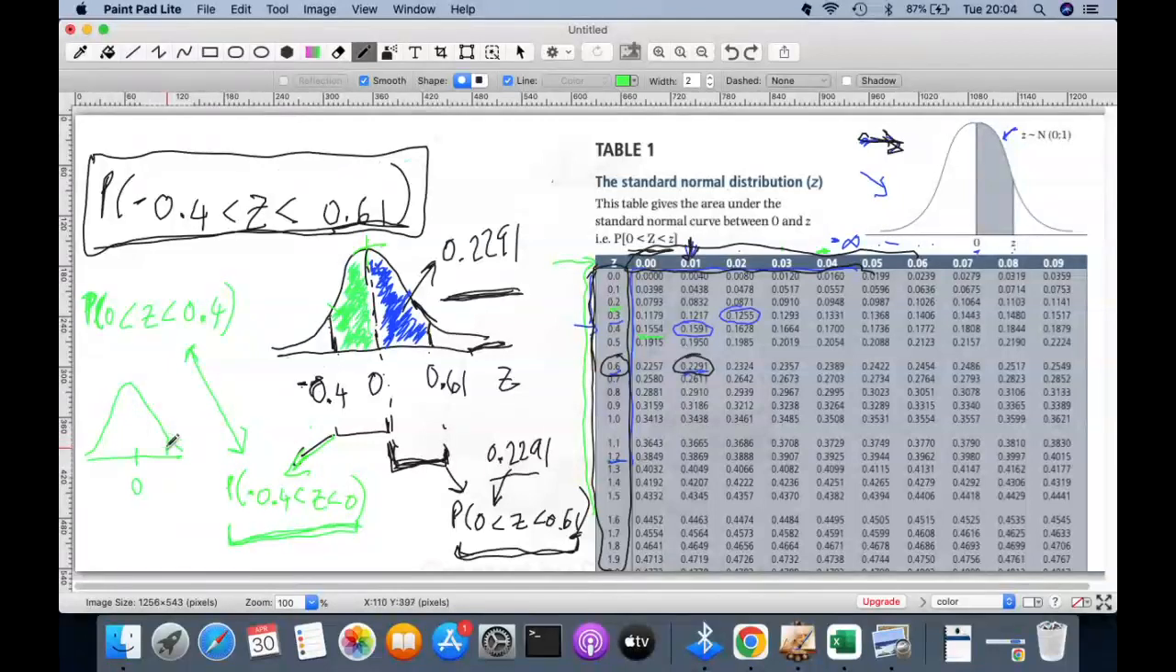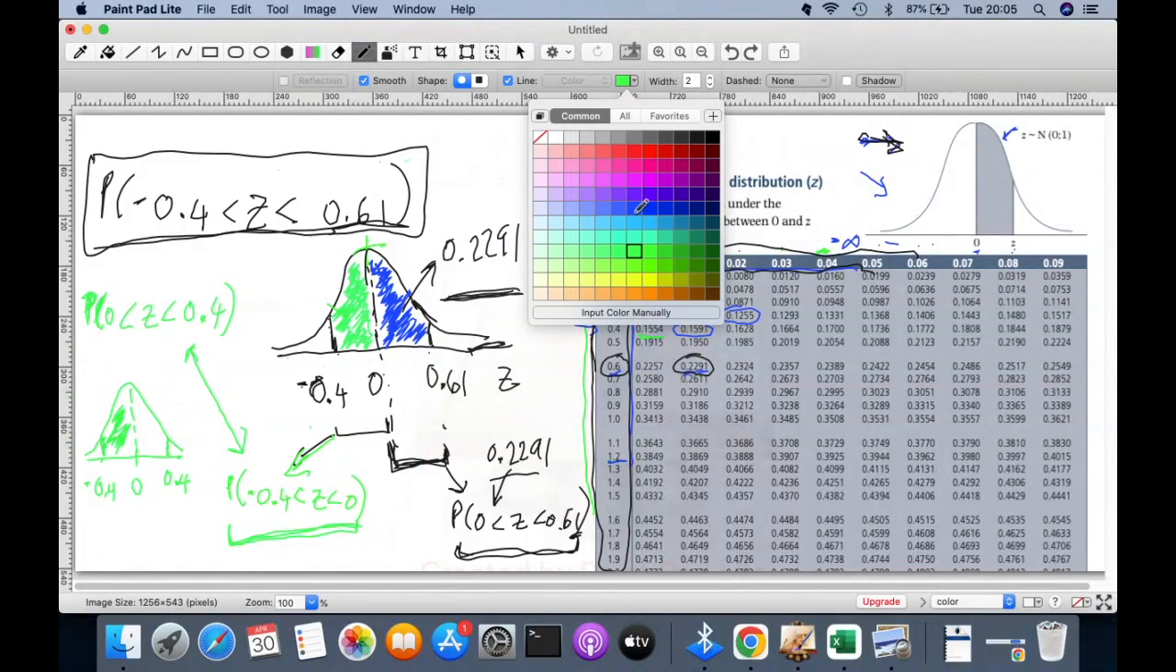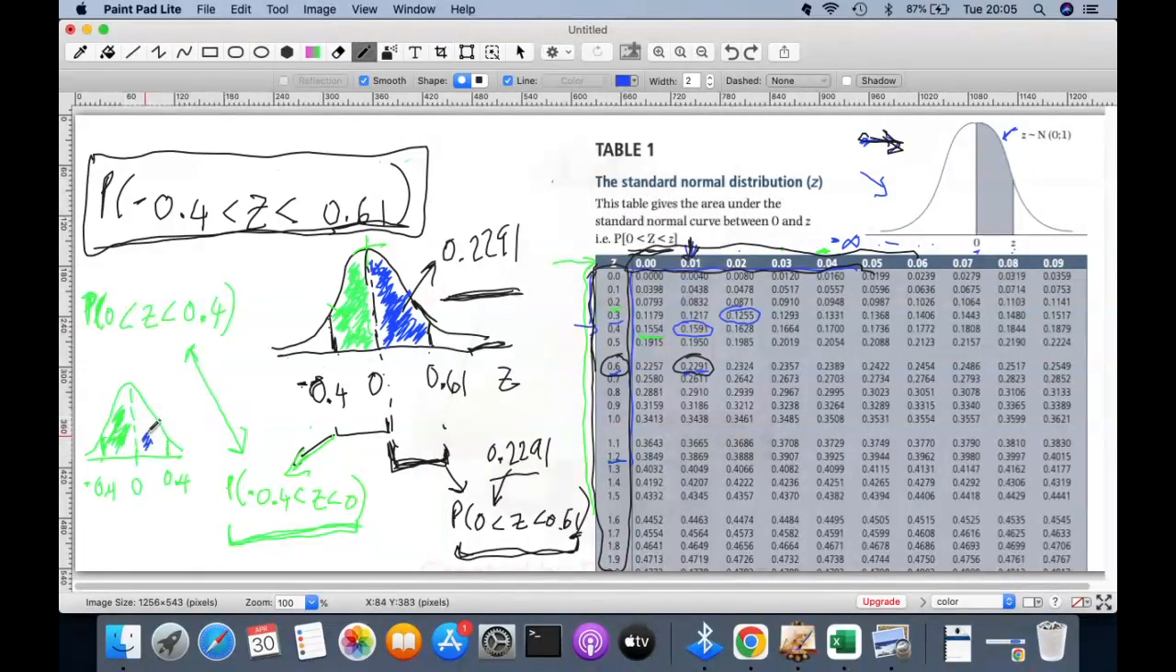If that's positive 0.4 and that's negative 0.4, then this area is exactly the same as this area, which is what you're saying here mathematically.